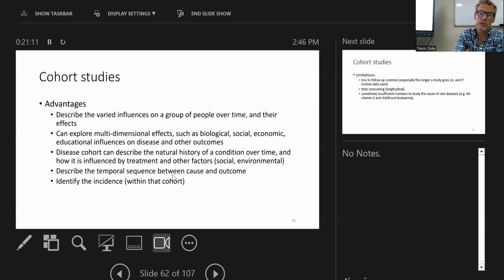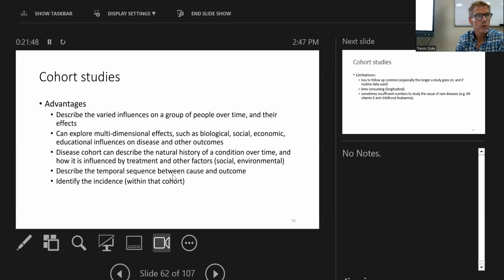Cohort studies have some advantages, because if they're done well, they can describe the varied influences on a group of people over time, what influences their outcome, if you measure it well. And they can also, if they're done well, measure multidimensional effects. So not just measure medical aspects and diseases, but the effect of social and economic and educational influences on disease and later outcomes. I'll again talk about some of the famous cohorts that have done this.